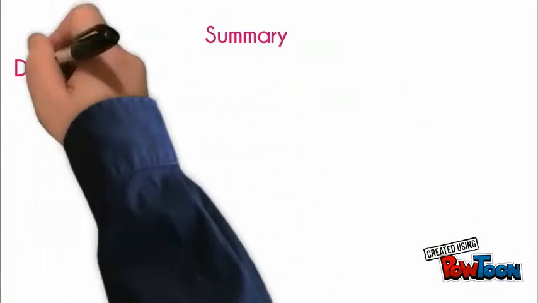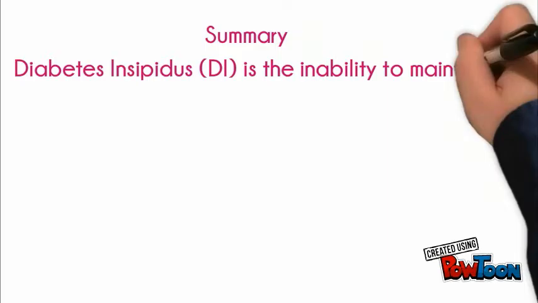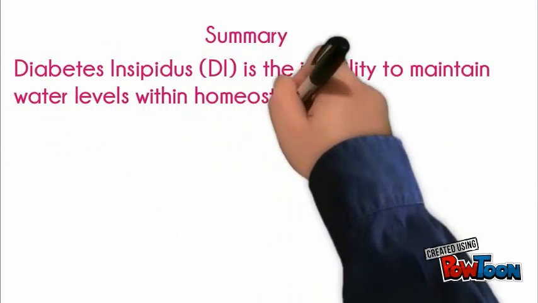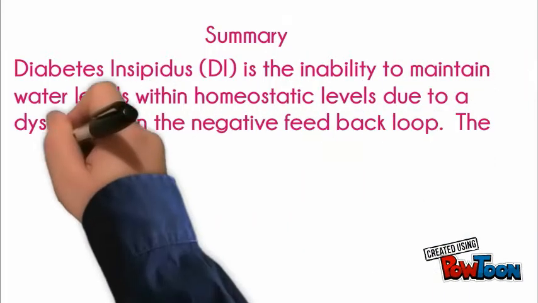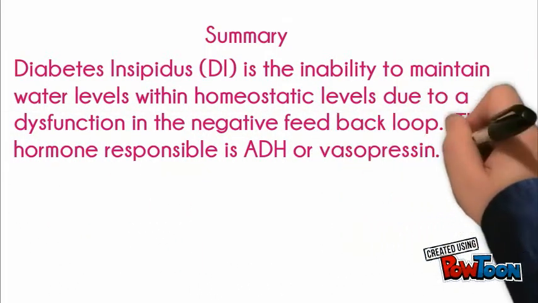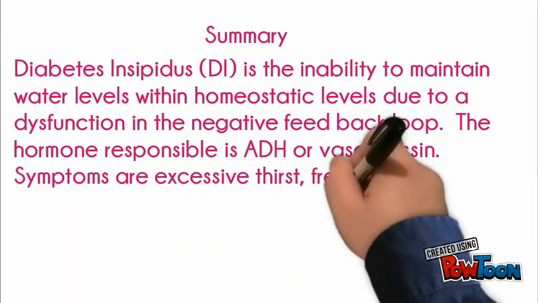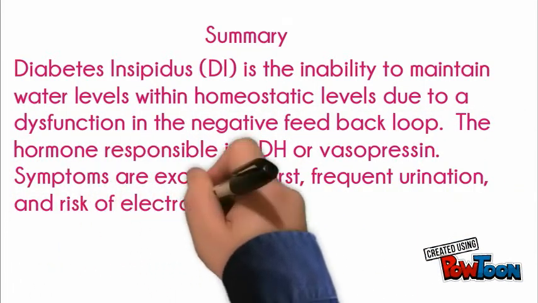Summary. Diabetes insipidus is the inability to maintain water levels within homeostatic levels due to a dysfunction in the negative feedback loop. The hormone responsible is ADH or vasopressin. Symptoms are excessive thirst, frequent urination, and risk of electrolyte imbalance.